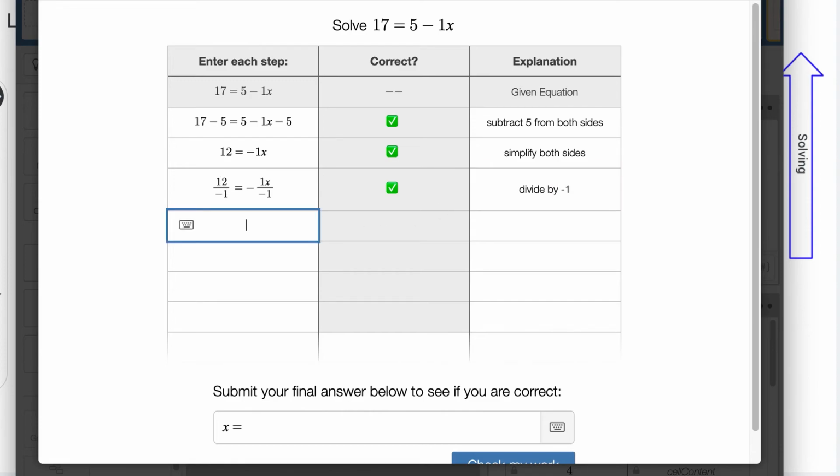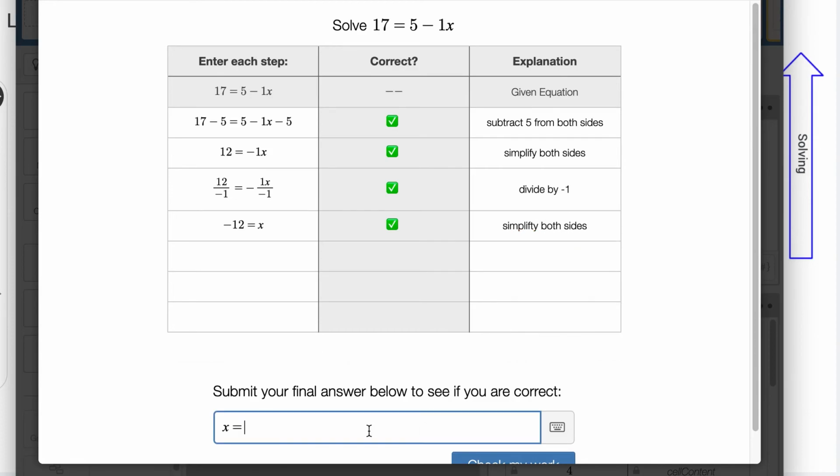12 divided by negative 1 is negative 12. And then this negative 1 divided by negative 1 cancels, and I'm left with negative 12 equals x. We got that by simplifying both sides. So the correct answer here is negative 12.